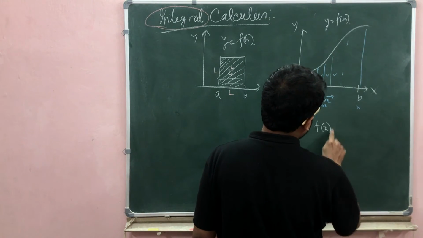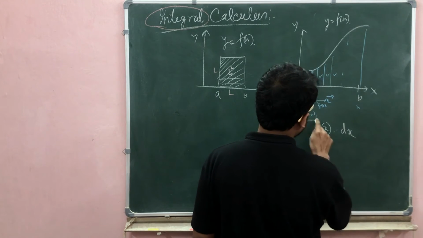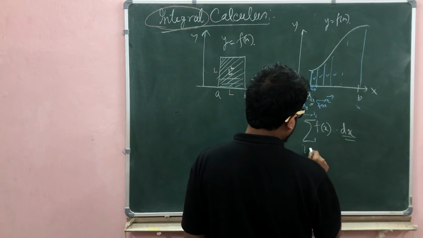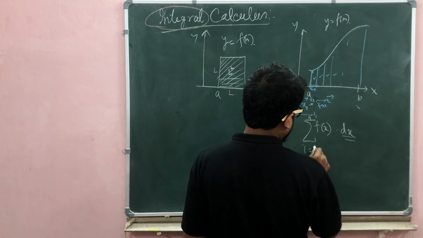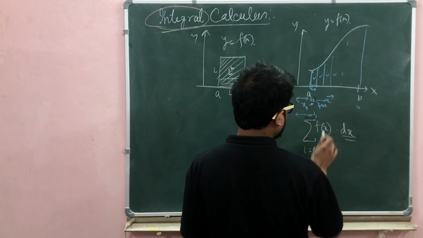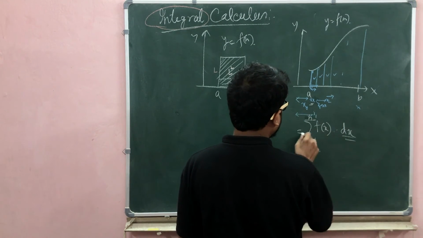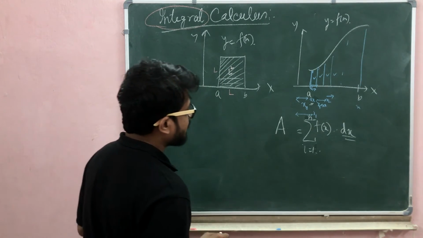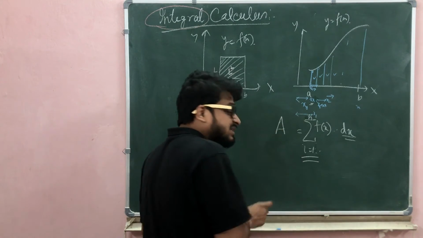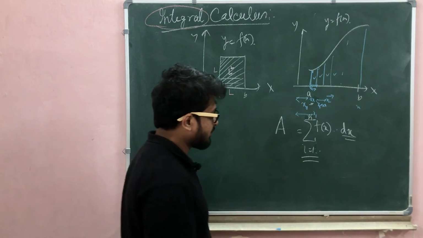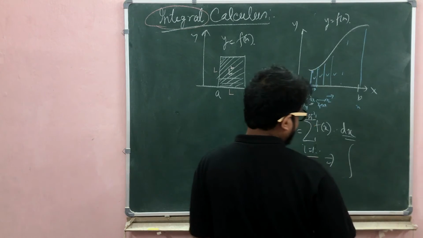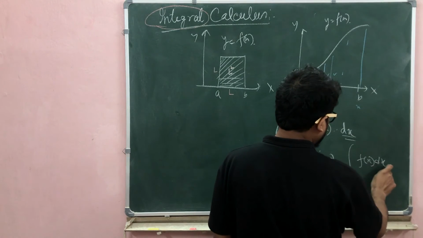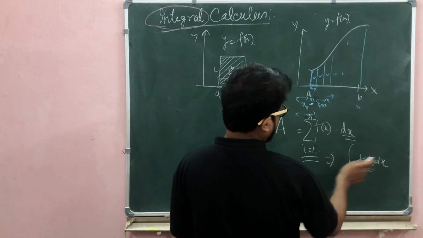So f(x) dx is a small increment, with i equal to 1 to n, or a to b, any chosen value from 1 to n. So the total area is A. Now this sum is replaced by a new mathematical term called integration, and the symbol is like this: integral of f(x) dx. Here f(x) is a function and dx is the increment.